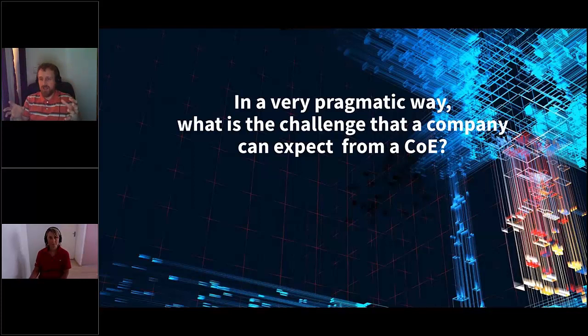So communication challenge, depending on how you design your center of excellence, centralized or decentralized, is one of the major points. From practical experiences, my suggestion would be always going with centralized centers of excellence. Yeah, you had a question.